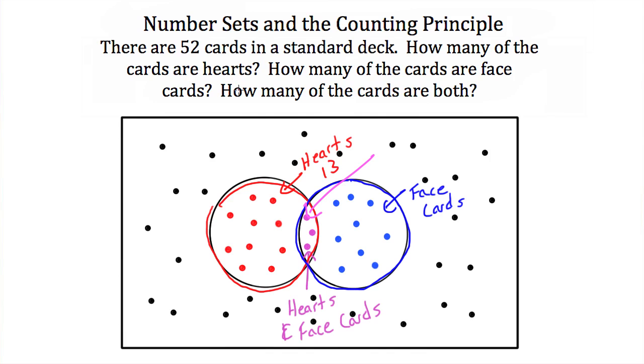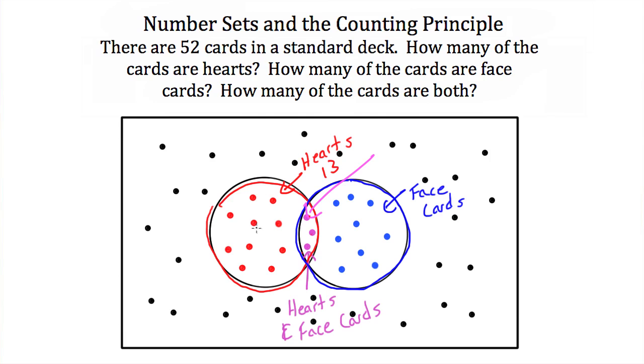Now we're asked how many of the cards are hearts. Well, we can count the dots, or if you just know, there are 13 hearts. How many of the cards are face cards? Well, we know that too. There are 12, and you can count the dots that are inside the face card circle. And then how many of the cards are both? Well, the 3 that are in the joining of the 2 circles illustrate the 3 cards that are both hearts and face cards. But what if we wanted to know how many cards are hearts or face cards?